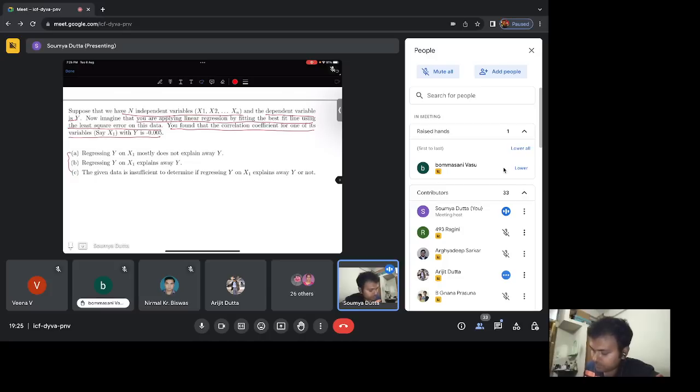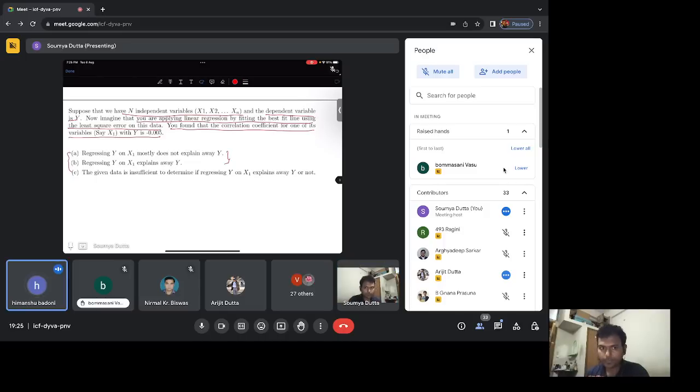Regressing y on x1 mostly does not explain away y. Regressing y on x1 explains away y. Given data is insufficient to determine if regressing. So what do you mean by explains away y? Which means how much dependence y has on x1 basically. That is what you are trying to mean by this question. So what do you think? What does a correlation coefficient of minus 0.005 indicate?